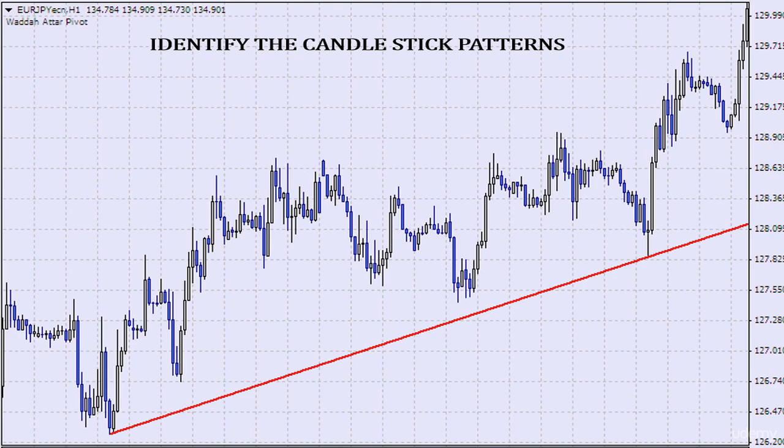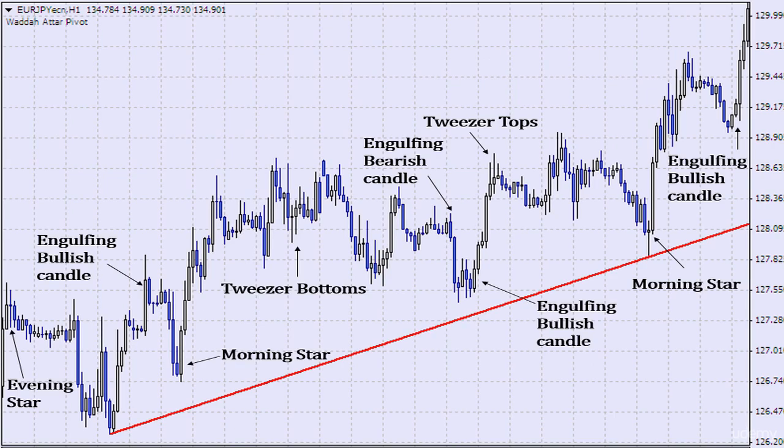Now pause the video again and try to identify as many candlestick patterns as possible. Now, did you get these patterns? Did you see this engulfing bullish candle here after this pullback? Did you get this morning star here? Did you see this engulfing bullish candle here? We had an engulfing bullish candle here, but prices fell anyway.